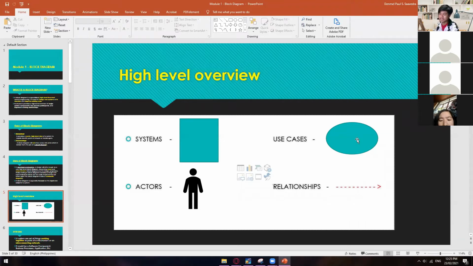Then we have here use cases. Use cases are the actions or the functionalities inside of your system. One good example of this is a calculator. Inside of this system, we have four use cases: addition, subtraction, multiplication, and then division. So what will happen if we have this input and then we use this function? And then of course it will be displayed in our output. So use cases are actions or functions that we have inside the system.